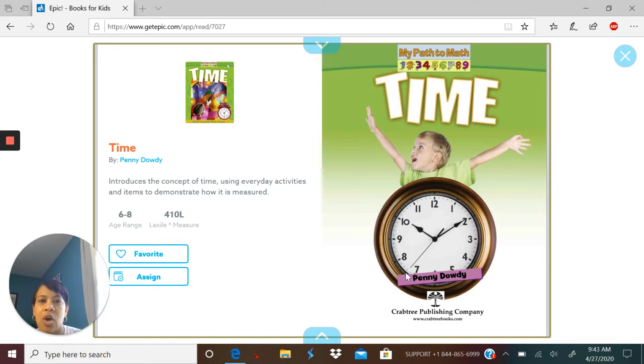If you look, it's called Time. It is by Penny Dowdy, and it introduces the concept of time using everyday activities and items to demonstrate how it is measured. So we're basically going to talk about how we measure time, how we tell time. So this should be a nice review for you.